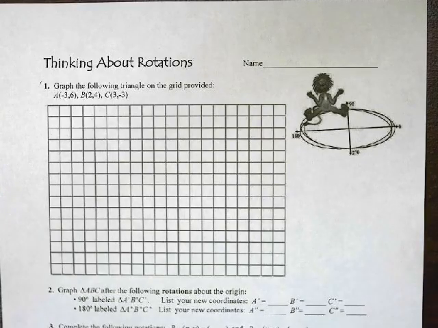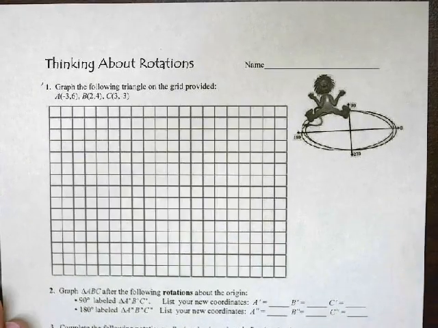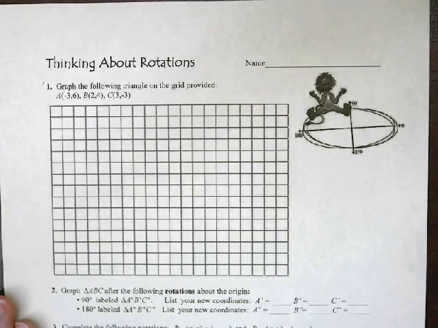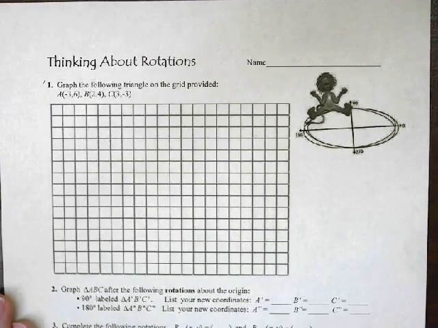So today's classwork assignment is going to be thinking about rotations. We learned a little bit about them yesterday, and we're going to continue today. All right, so the very first question asks us to graph the triangle on the grid.